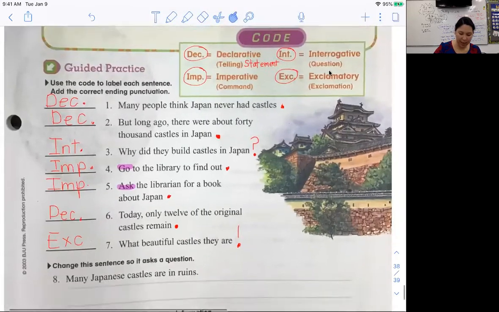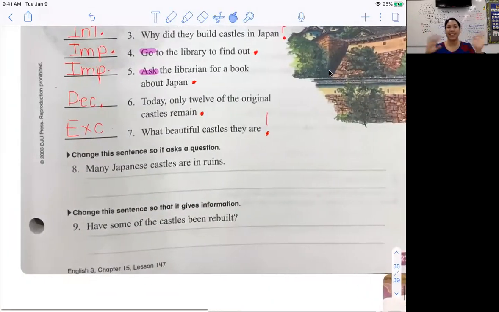All right, so let's go down to this next part. We are gonna take these sentences and we're gonna reverse them. So we're gonna change the first sentence into a question, and we're gonna change the second sentence into a statement, okay? All right, so let's go to number 8. Many castles are in ruins. Okay, so here's a little hint. We wanna look for the action or the linking verb in the sentence, and if we put that first, we can turn it into a question.